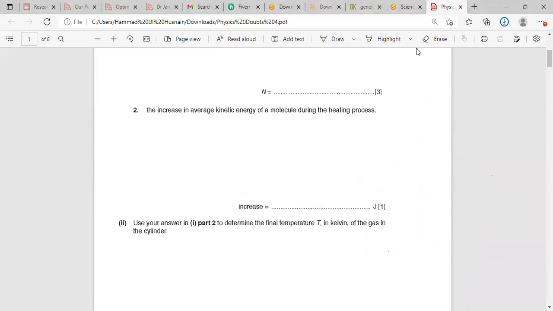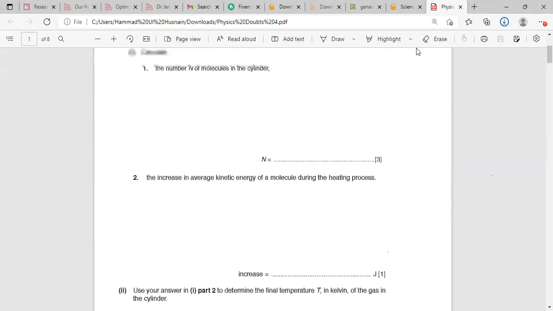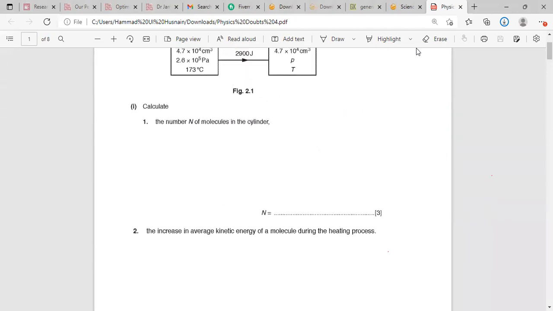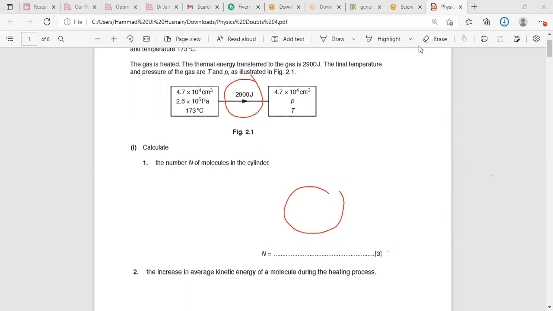Okay, in the next question, we need to find the increase in average kinetic energy of the molecule during the heating process. We need to find the average kinetic energy, right? If we have the total number of molecules, and we are given that we have added this much heat, it means that for all these molecules, the total kinetic energy is increased by this amount, 2900 joules, right? And for one molecule, how can you find the average?